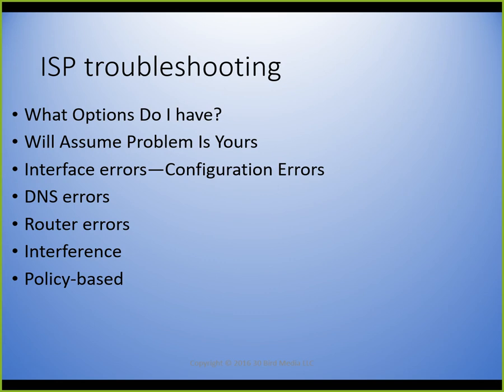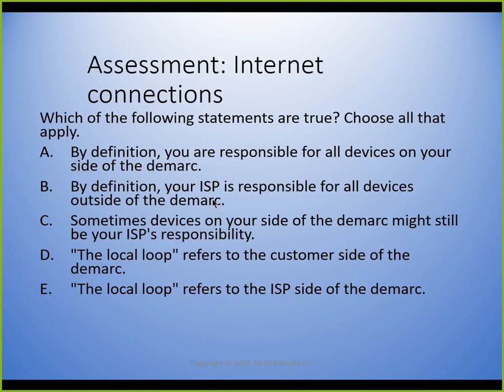They're going to assume that we're the problem. It could be interface errors, configuration errors. DNS errors are one of the big ones. Route errors, and this is where our traceroute is going to come in handy. Interference, and we're going to be talking about wireless here, and it could be a policy-based issue that we have. And then they help us out. They do some filtering also for malware when we do these things.